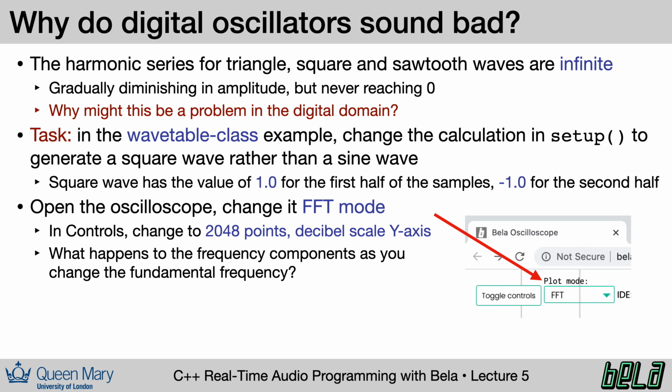Once you've made that change, run the example and open the oscilloscope. First, you should be able to see the square wave in the oscilloscope, and once you've done that, change the scope from time domain to FFT mode. This is going to plot the spectrum of the signal. Then click the button that says Toggle Controls, and change the scope to have 2048 points and decibel scale on the y-axis, which is going to make it easier to see some of the higher frequency components. And I want you to notice what you see there as you change the fundamental frequency. Pause the video here and we'll look at it together in a moment.